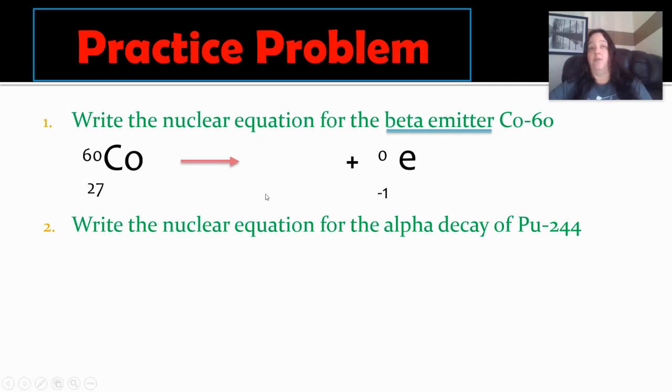So I go to the periodic table. Element number 28 is nickel. And then I do the math for the top. 60 minus 0 is 60. That's all there is to it. I found the daughter of that reaction. So go ahead and try the second one.